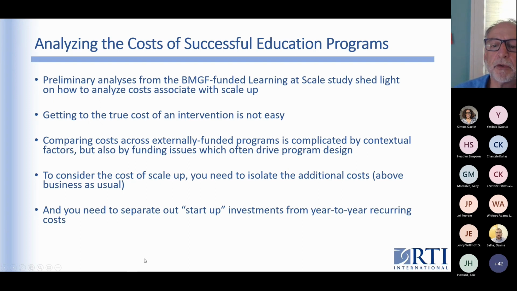So some of the points I'll be addressing: getting to the true cost of an intervention is not easy. I think Christine is on the call and she can certainly speak to that. Comparing costs of externally funded programs is complicated, as you would expect, by contextual factors. It costs a very different amount of money to implement something, say, in Malawi versus in Central Asia or Southeast Asia. But beyond that, there's really the issue of how the external funding drives program design, which can be a distorting factor in terms of what the costs end up being.